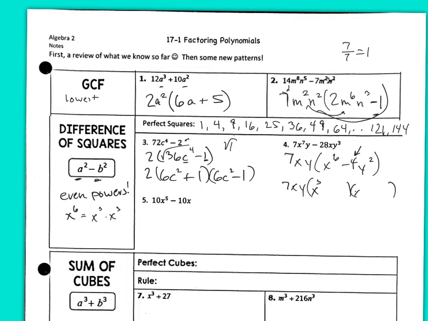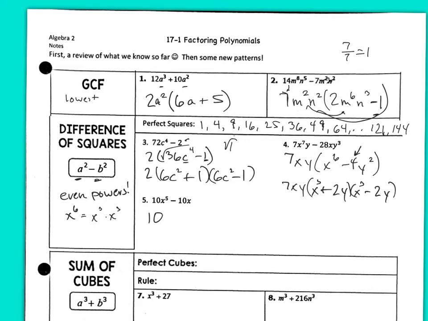X to the 3rd, x to the 3rd. 4, the square root of that is 2. And then for the y squared, it would just be y and y. Again, one gets a plus, one gets a minus. The plus and minus order doesn't matter. In number 5, you can see they're both 10.